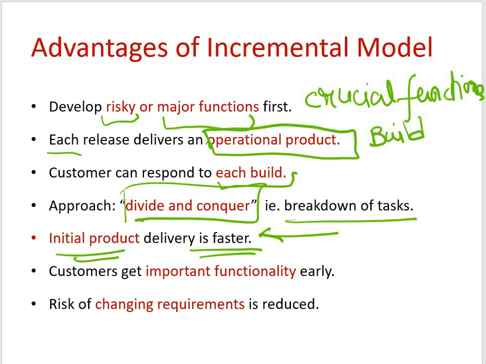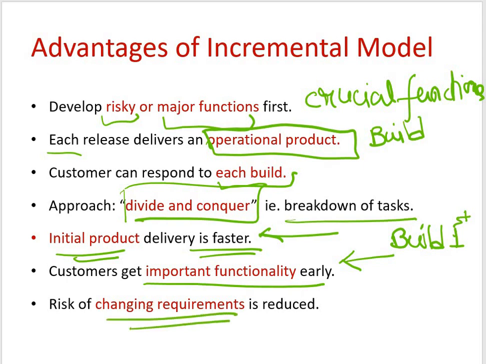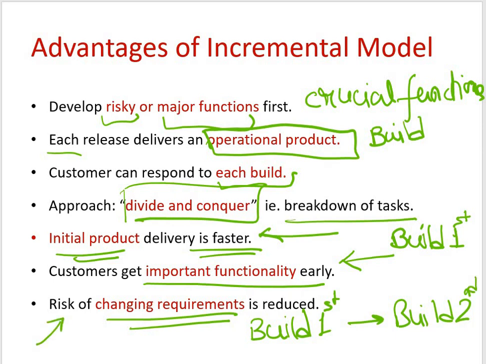So customers are getting the important functionalities very early with the deployment of the first build or the first increment. And then in this, the risk of changing requirements gets reduced because I can handle this. Let's say I came up with the first build, and then some requirements are suggested so that I can take care of them in the second build. In this case, the risk of changing requirements gets reduced.